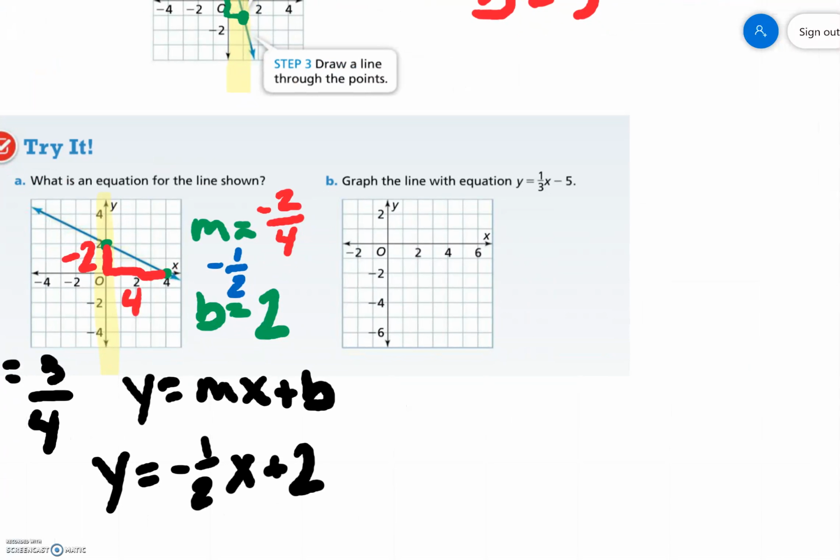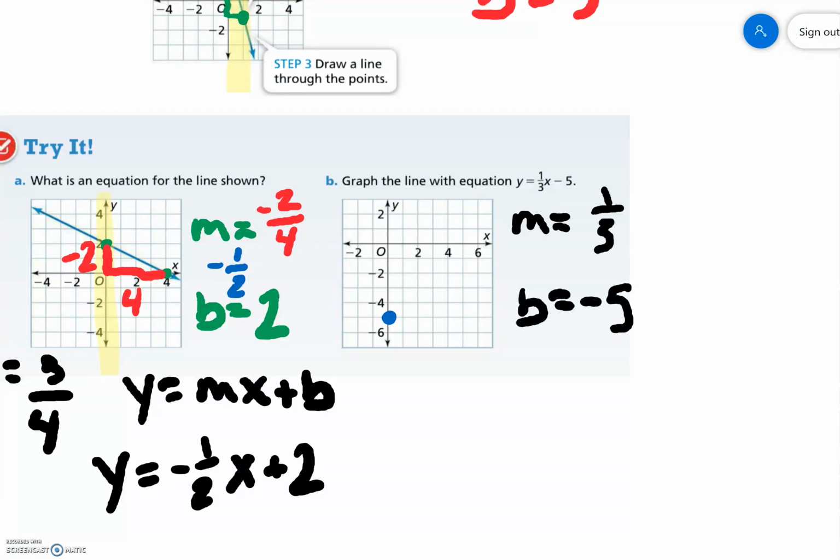B, graph the equation y equals 1/3 x minus 5. So what's our m and what's our b? The m is 1/3, our b is negative 5. So again, I like to start with b. Comes first in the alphabet, b for Becca, should start first. So I'm going to put a point at negative 5 on the y-axis because it's the y-intercept.